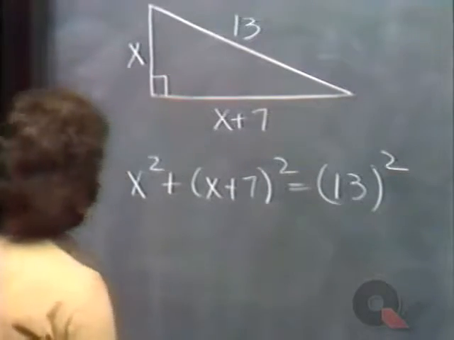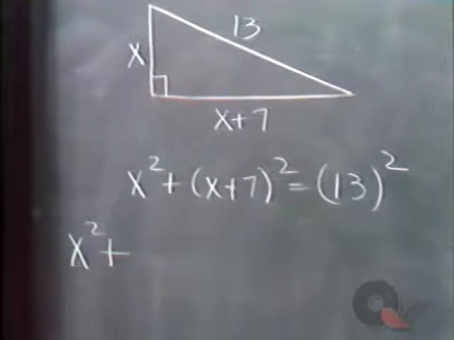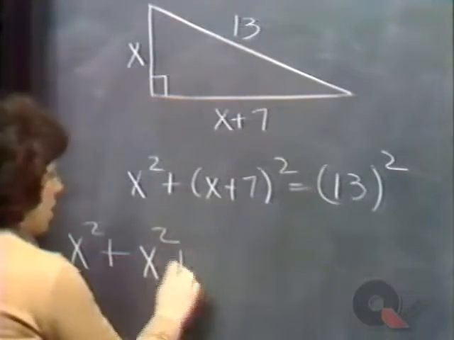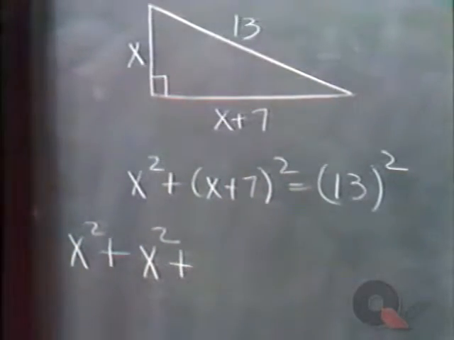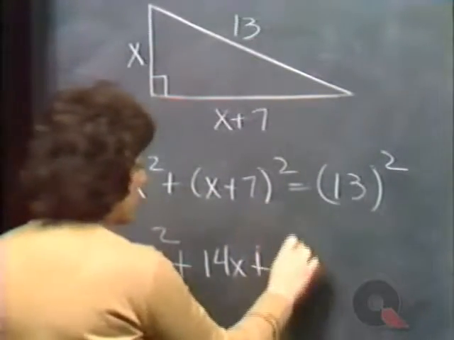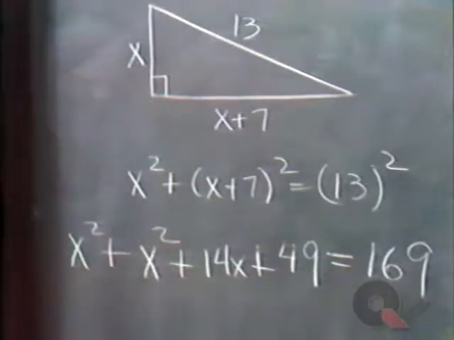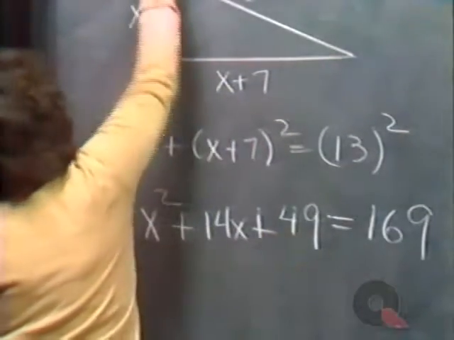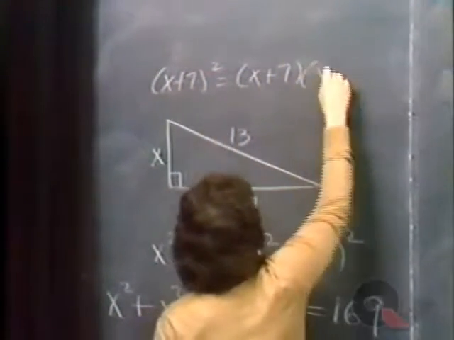Now x squared plus, now x plus 7 squared, it's x plus 7 times x plus 7. You just don't square the first and the last. It's the first squared, then the outer and the inner. If you were to write x plus 7 times x plus 7, each comes out to be 7x, so it comes out 7x and 7x, 14x, plus 7 squared, which is 49, equals 13 squared, which is 169. Remember, x plus 7 squared should be thought of as x plus 7 times x plus 7.